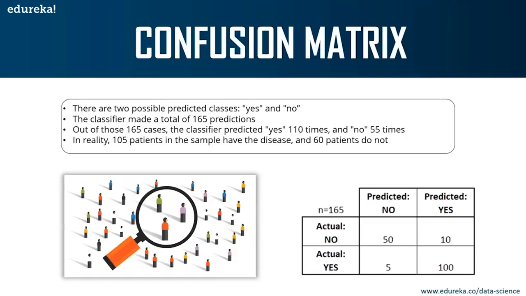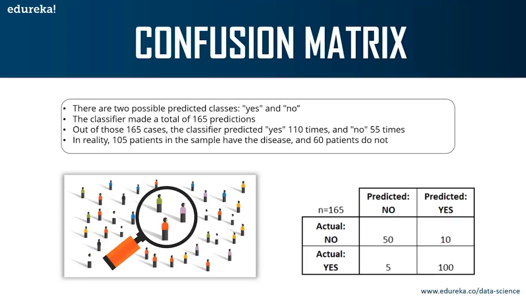Now, out of these 165 cases, let's say that the classifier predicted yes 110 times and no 55 times. Yes basically stands for yes, the person has a disease, and no stands for no, the person does not have a disease. That's pretty self-explanatory. So it predicted 110 times that the patient has a disease and 55 times that the patient doesn't have a disease. However, in reality, only 105 patients in the sample have the disease and 60 patients do not have the disease. So how do you calculate the accuracy of your model?